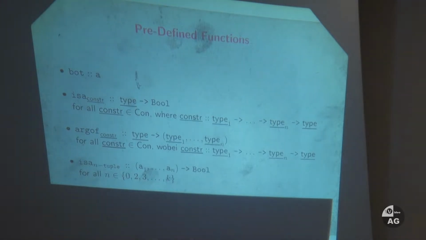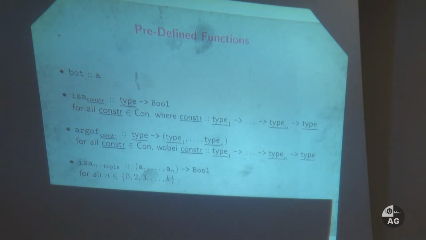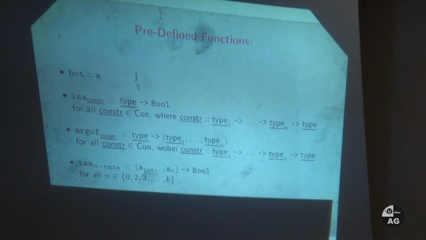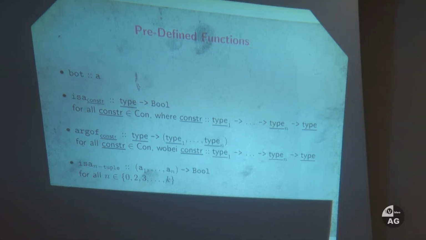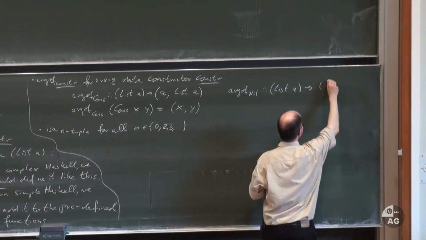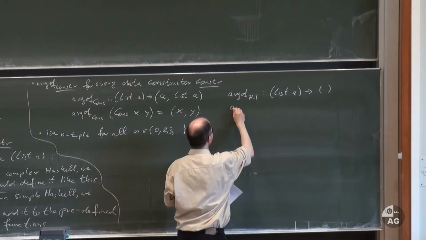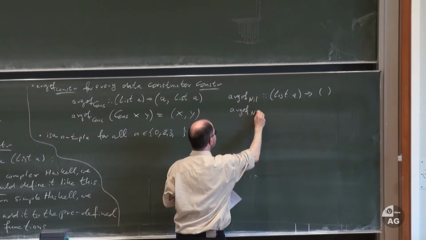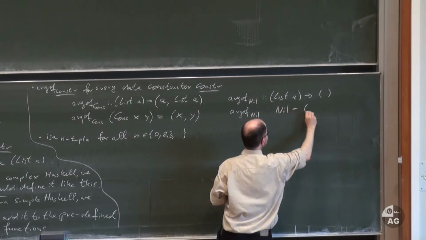And how do they look? Well, we don't want to have infinitely many. Yes? What happens if I apply arg-of to a constructor with no arguments? Well, arg-of nil, for example, would look like this. Arg-of nil would also go from list A, and the result would be a tuple of the arguments of nil. Nil has arity 0, so the result would be a tuple with 0 components. If you apply this to nil, you get the empty tuple.